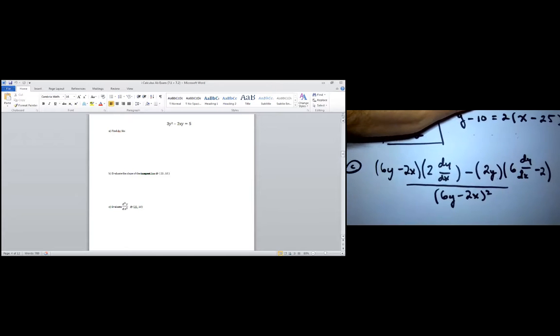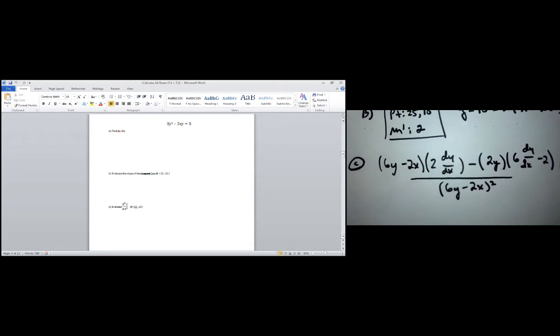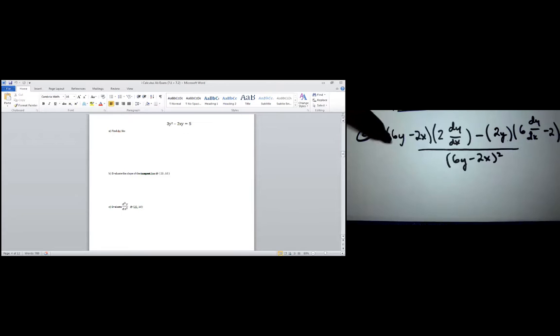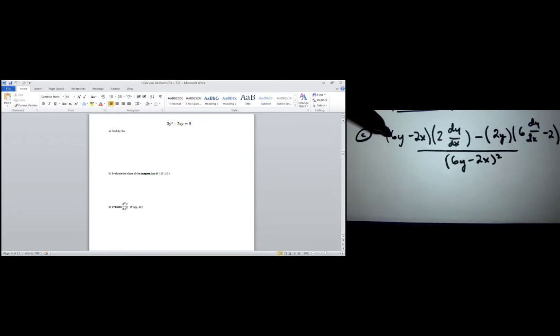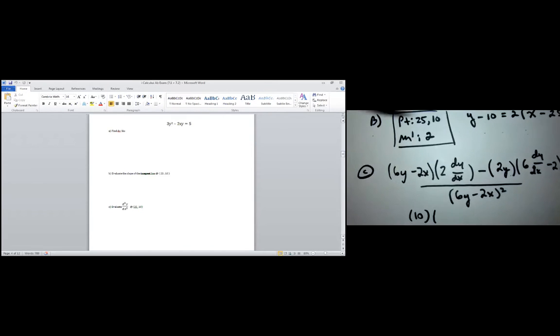Okay. So we've got a second derivative, and into that you're being asked to plug in (25, 10), which should sound familiar. That was the point they asked for in part B. So we start to plug that in. When you put in 10 for y and 25 for x, that's going to give you 10, because that's 60 minus 50. This is 2 dy/dx, and we're good with dy/dx being 2. That's the slope you figured out in part B, right? In part B, we already figured out that dy/dx at (25, 10) is 2.